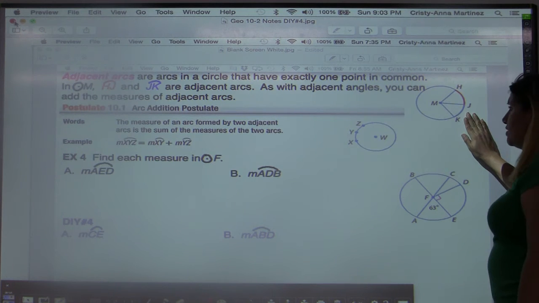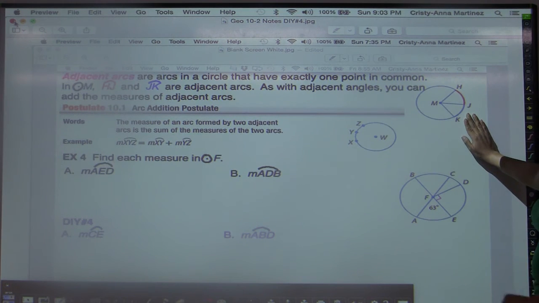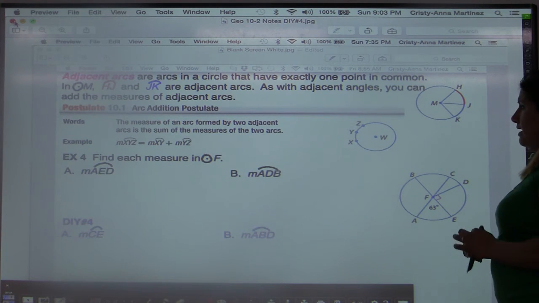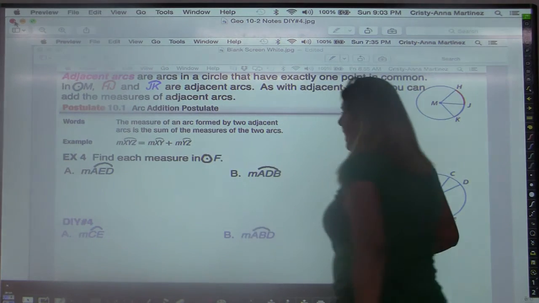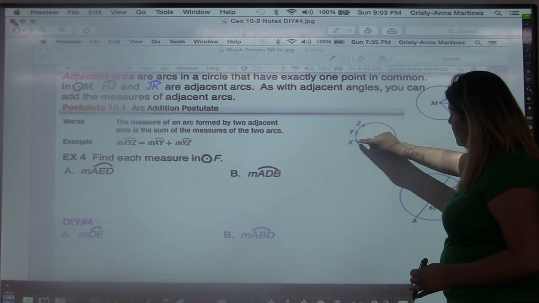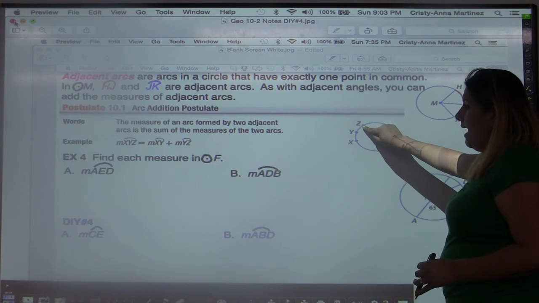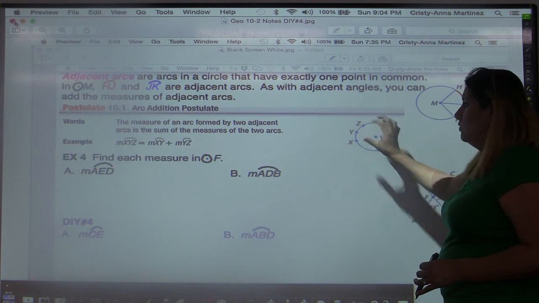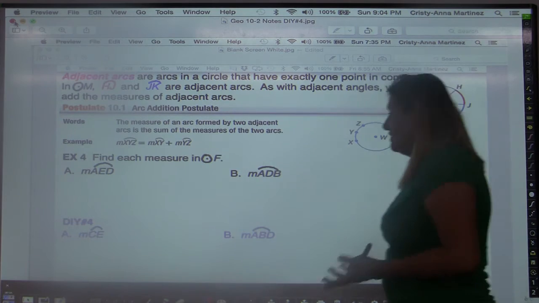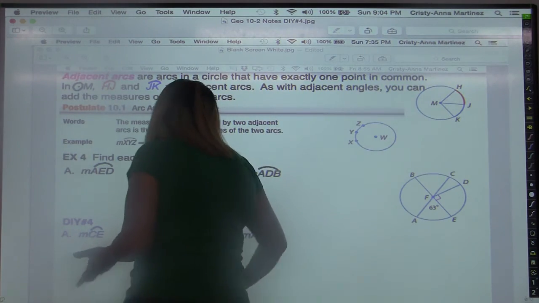And as with adjacent angles, like we did in the past, you can add the measures of adjacent arcs so that you can get the whole. As you can see here, the arc XYZ can be found by taking XY and adding YZ to it to get the whole. So the 2 parts will equal the whole. So in example 4, we're going to do just that.